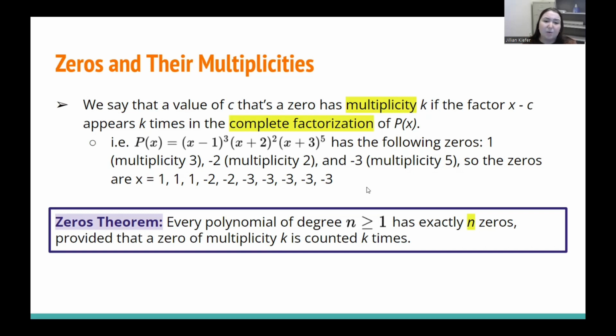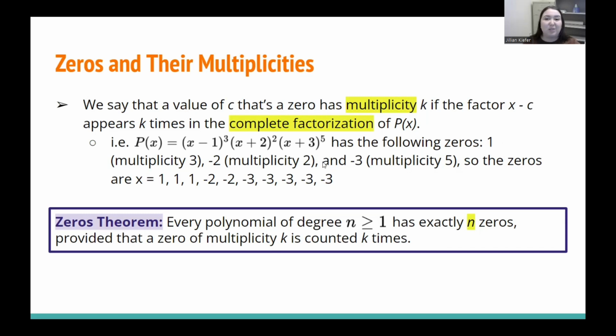This means that we really have 3 zeros. We have 1, negative 2, and negative 3. Because if we plug in any one of those numbers, it would make the whole thing 0. So we really only have 3 zeros. But our polynomial is going to have degree 10, because you see the exponents are 3, 2, and 5, so 3 plus 2 is 5, plus 5 is 10. So this would be a polynomial of degree 10, which means that we should really have 10 zeros.